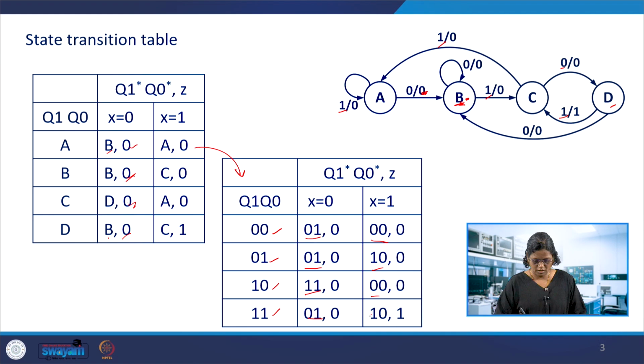C is again changed in the next table. So we got this table with x0 and x1, the state transition from the diagram, and then assign the codes for it and get the Karnaugh map for each output: Z, Q1 star and Q0 star. So what are the inputs to the Karnaugh map? When x is 0 and when x is 1, what are the present states? Get the Q1 star and Q0 star outputs, what is the expression, and similarly for the output also.